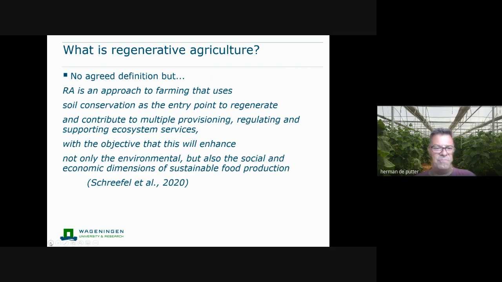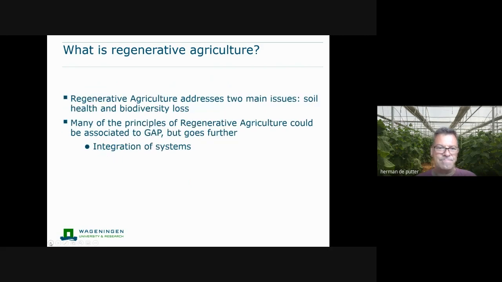And as an outcome, they don't look only at the soil and environment, but it should also lead to the social and economic dimension of sustainable food production. So actually, regenerative agriculture is more than simply seeing how we can improve the soil by adding organic matter. Yeah, it's more a holistic approach.